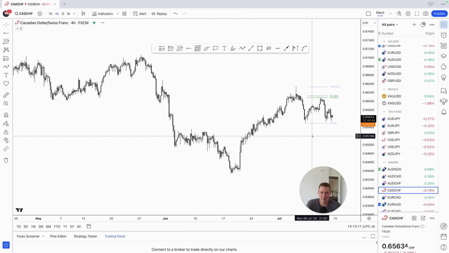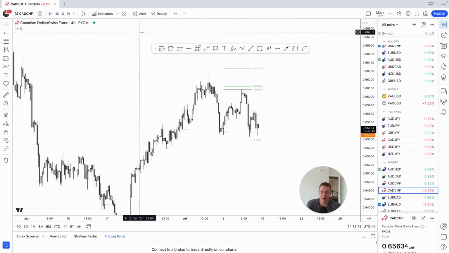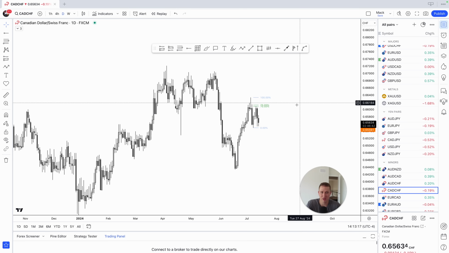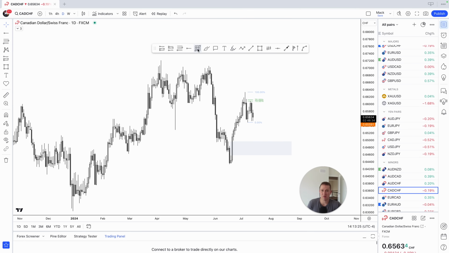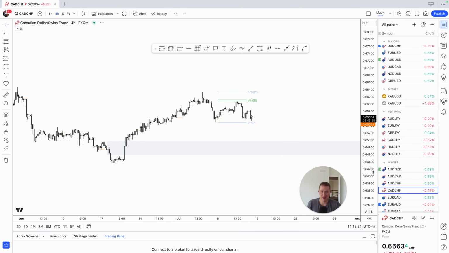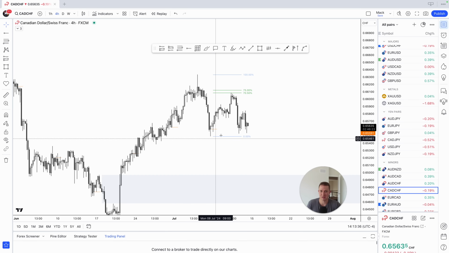CAD CHF, I actually marked out a trade on here that would have been an absolute snipe, but I did not take this and I completely forgot. So I can see CAD CHF shorting into this area over here, okay? We did just come into discount of this leg. You can see how fractal price is, right? So we have the daily retracement into this region. Then on the 4-hour, we have the 4-hour retracement into this region here.